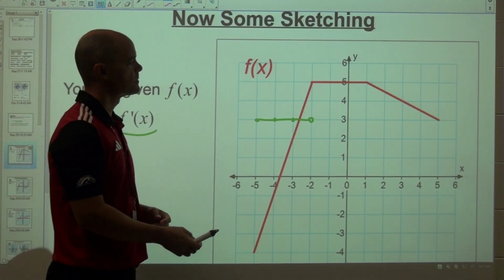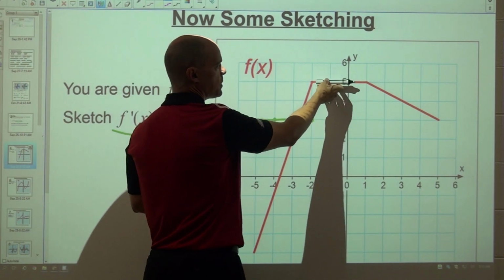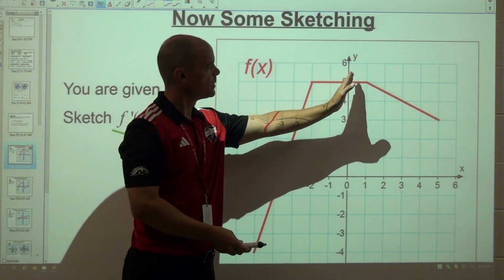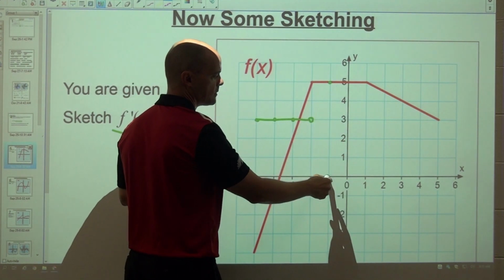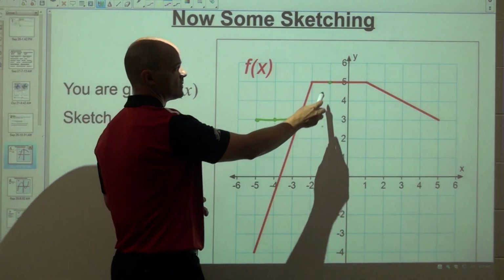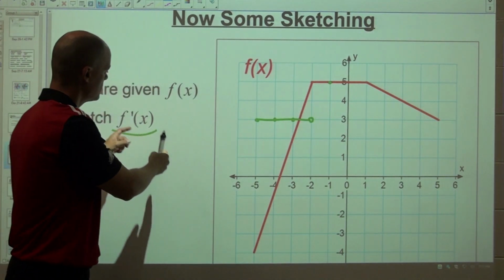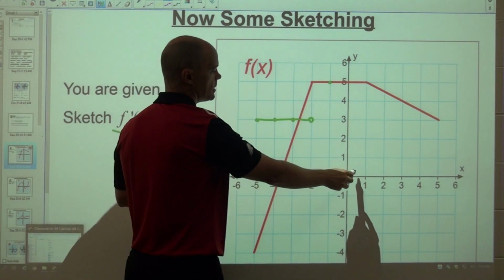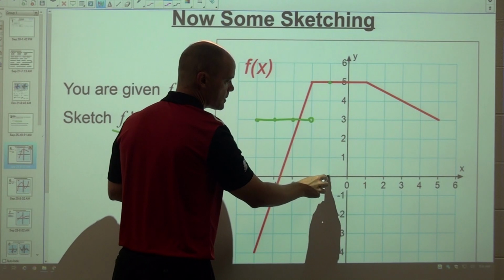Well, then what happens? Now the behavior changes. Here's the original f of x. What is the slope of this portion of the graph at this point, or this point, or this point, or this point? Well, if I pick this point right here, at -1.5, the slope at x equals -1 is 0. It's a horizontal segment. So when I'm sketching the derivative, I sketch the value of the slope at that point. Here I'm at x equals -1. The value of the slope is 0.